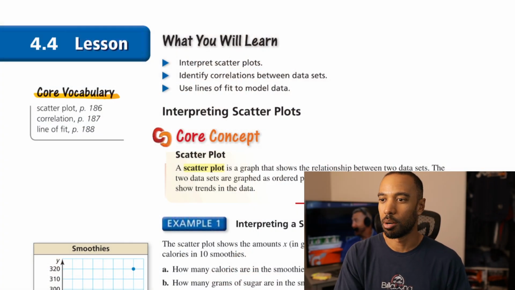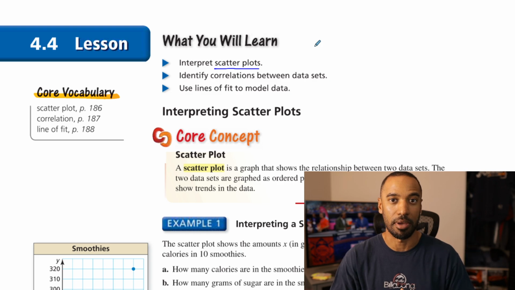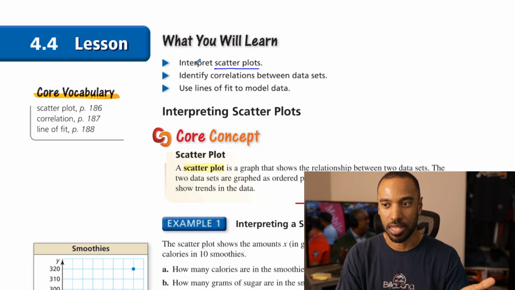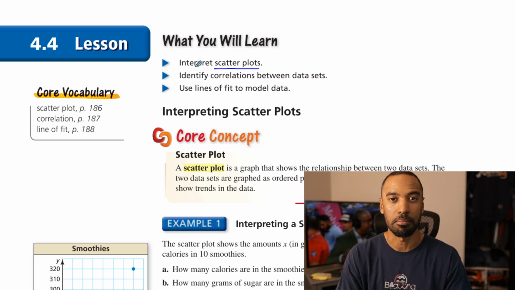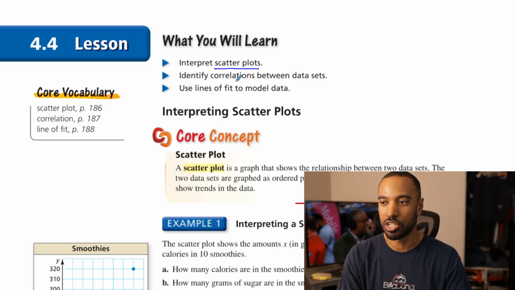We're going to interpret what are called scatter plots. It's basically just a bunch of points. I mean, they're made from data, but we use that stuff and interpret them. Come up with what they mean, y-intercept, slope, things like that. Identify correlations between data sets.